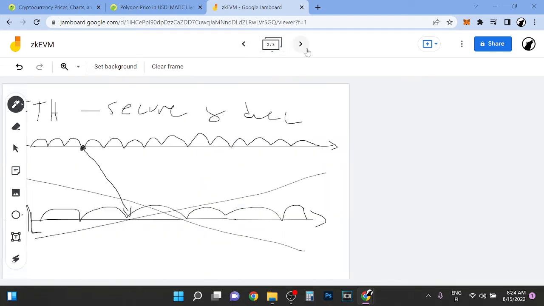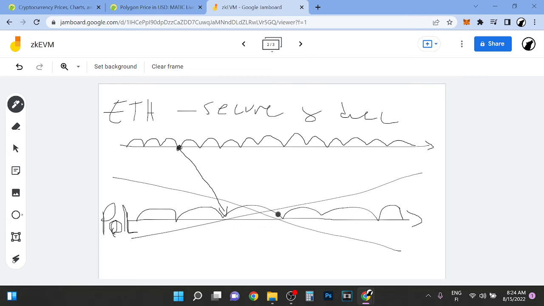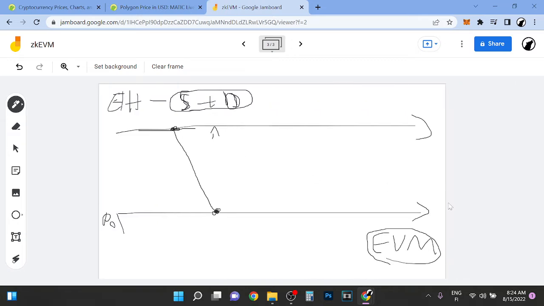That is a massive upgrade. Last time it didn't do this. You just bridged and that's it. You lost the security and decentralization. But right now with the EVM, you have Ethereum's security and decentralization, right? Now what the zk does is what I showed you here.